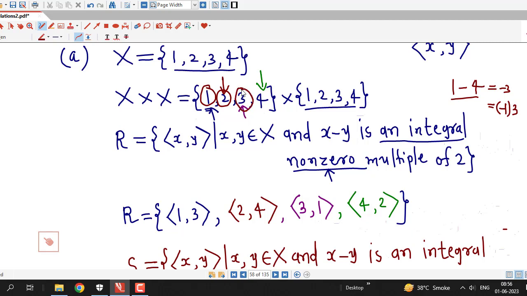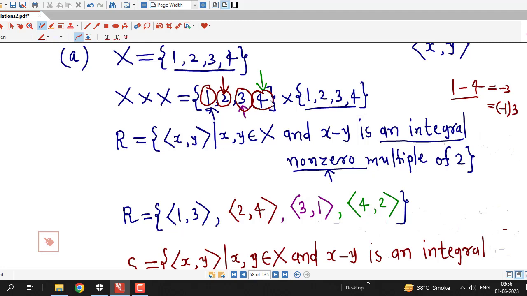So now we come to this part. 3, 1: the difference is 2, not allowed. 3, 2: the difference is 1, not allowed. 3, 3: the difference is 0, not allowed. 3, 4: the difference is minus 1. So there is no ordered pair corresponding to 3.